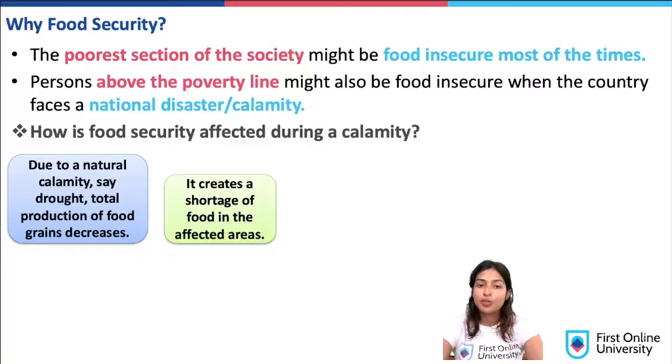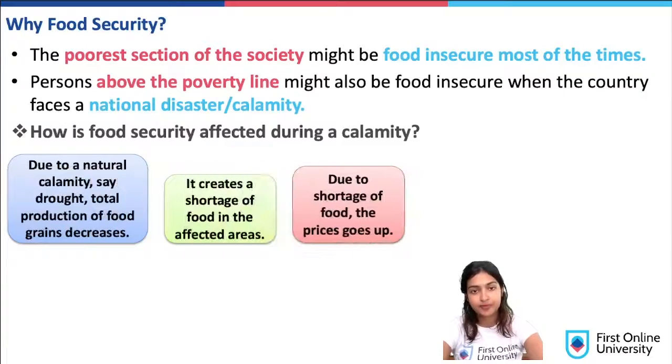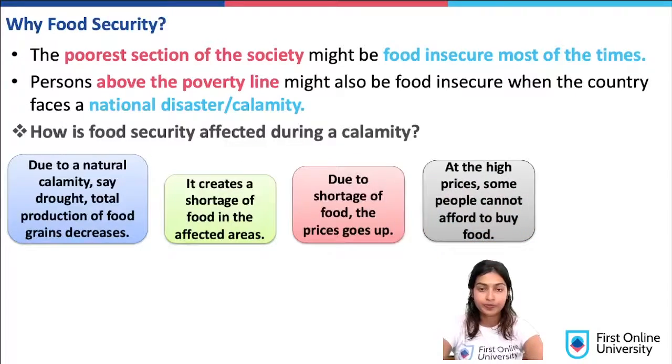And definitely when the production decreases, there is a shortage of food grains in that society or community. And hence, you should know the supply and demand graph: when there is no supply of a food grain, the demand goes up. And as the demand goes up, it is very natural that the price of that good also goes up. And when the price is high, again it is a very bad consequence, that everyone cannot afford that kind of food, and especially vulnerable people will not be able to afford it.